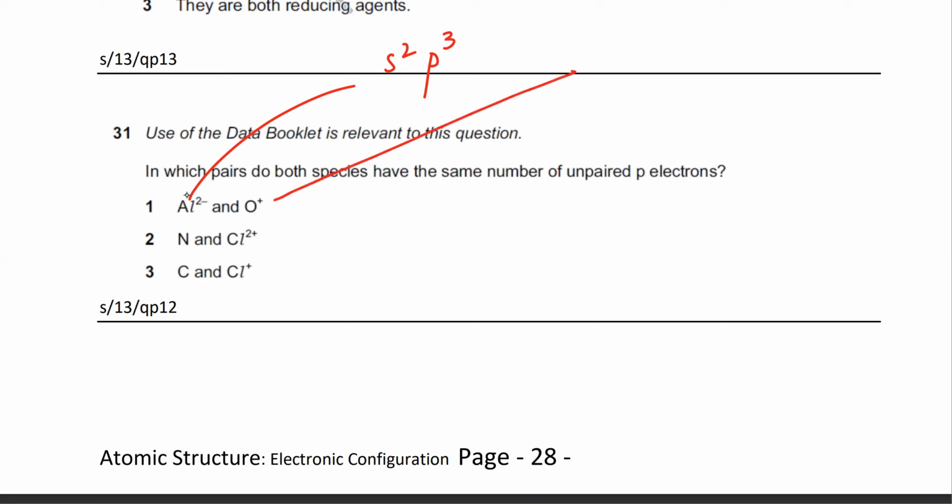Oxygen is group 6, so it should be S2 and P4, but since it's +1, it would be P3 as well. So their number of electrons is exactly the same, which is why they're going to have the same electronic configuration. And then you have nitrogen. Nitrogen is group 15, so it's going to be S2 and P3.